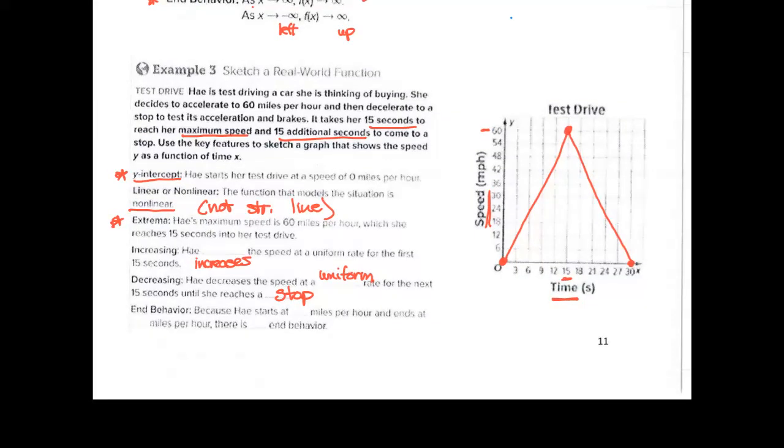So, end behavior, because she starts at blank miles per hour. When she first starts, how fast is she going? When you get in a car, how fast are you going initially? 0. You start at 0 miles per hour, and she ends at 0 miles per hour. Therefore, there is no end behavior.